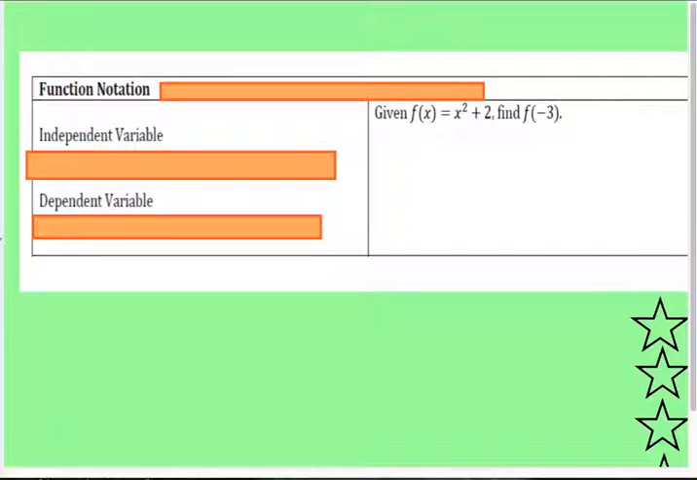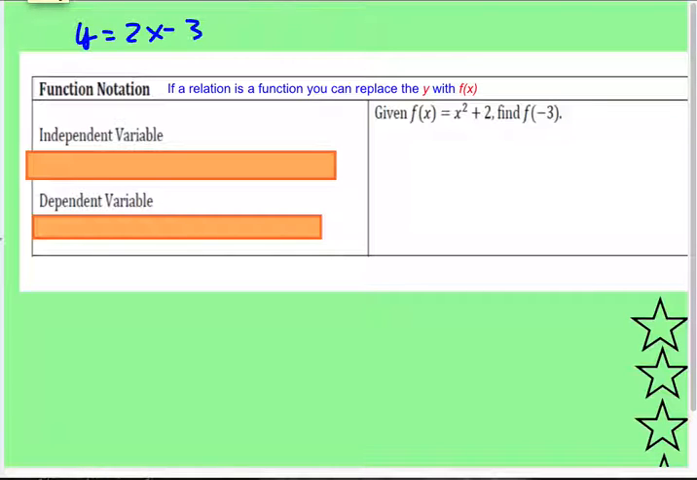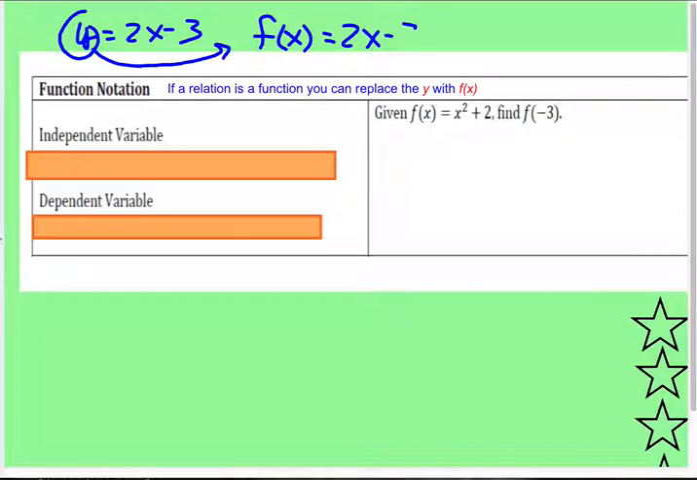So, function notation. If a relation is a function, you can replace the y with f of x. For example, if I had y equals 2x minus 3, if I graph this, I'm going to get a line, and it is a function. So you can take and replace the y and give it the title of f of x equals 2x minus 3. Basically, y and f of x are the exact same thing. So when I'm looking at this given, f of x equals x squared plus 2, that's the same thing as y equals x squared plus 2.